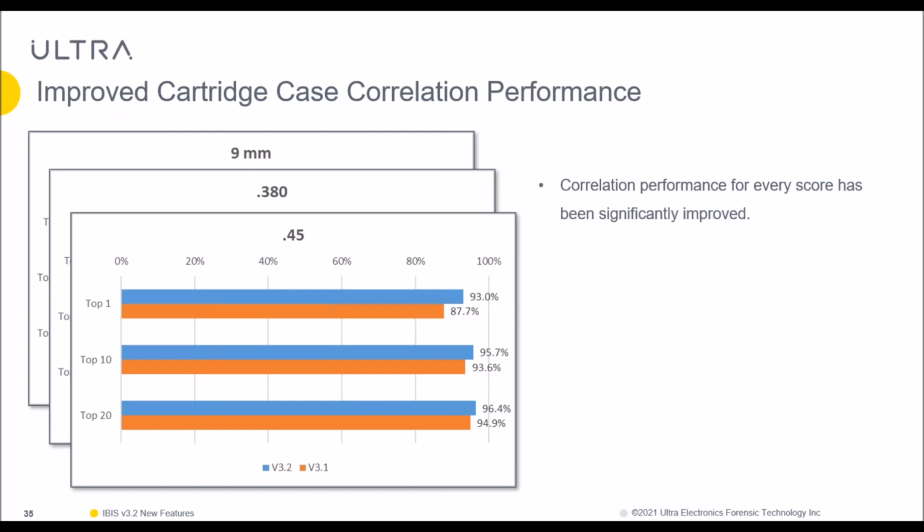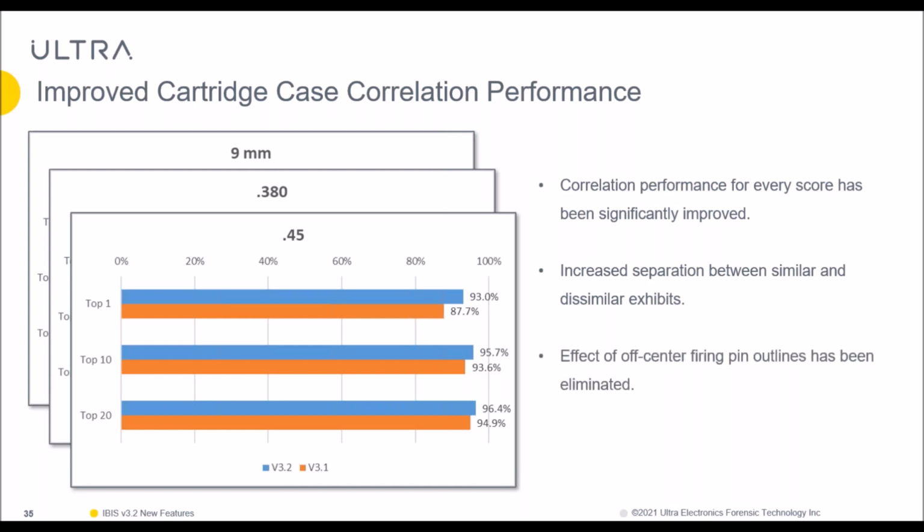A correlation validation study with all the details and all the data behind these graphs is currently nearing completion, and it will be published as soon as it's ready. And this study could help you refine your correlation review protocols in your lab as well. In addition to this, there is now increased separation between similar and dissimilar exhibits. So those similar exhibits are much better able to separate themselves from the rest of your results. And also the effect of off-center firing pin outlines has been eliminated.